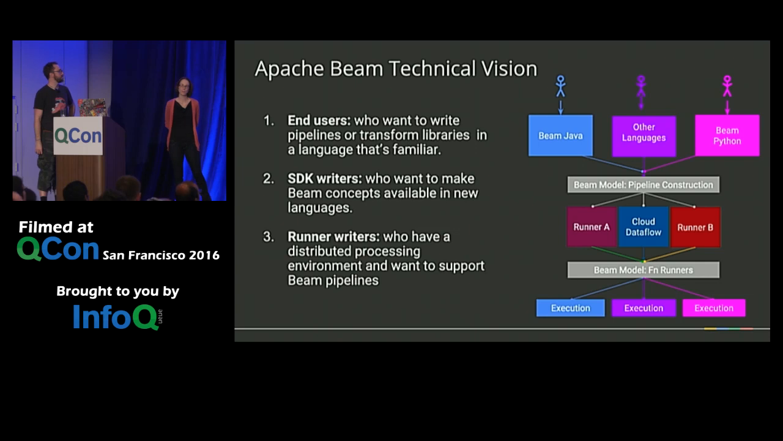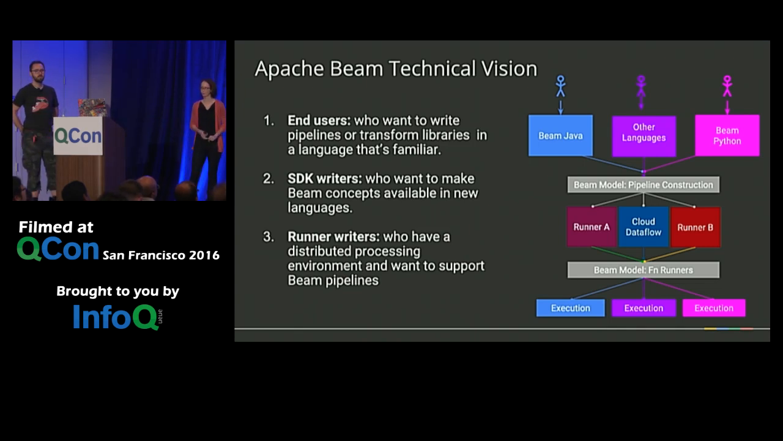Because our goal with Apache Beam is really to support 3 distinct user communities. The first is end users. These are folks who have data, they have business needs, they'd like to write their logic and process their data, and they want to do this in the environment that they're familiar with, the languages their company has already chosen, the distributed processing backends they're already using, either on-premise or in the cloud.